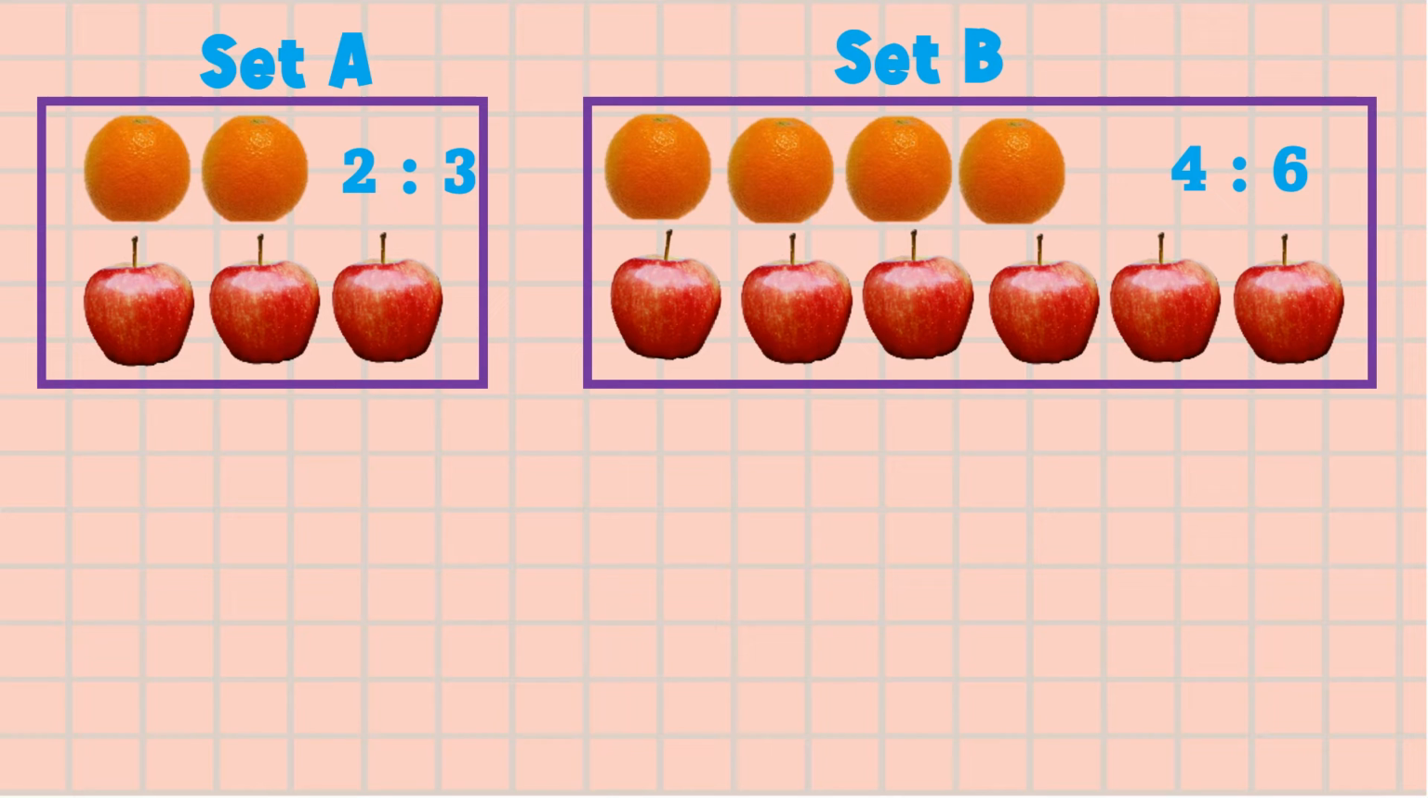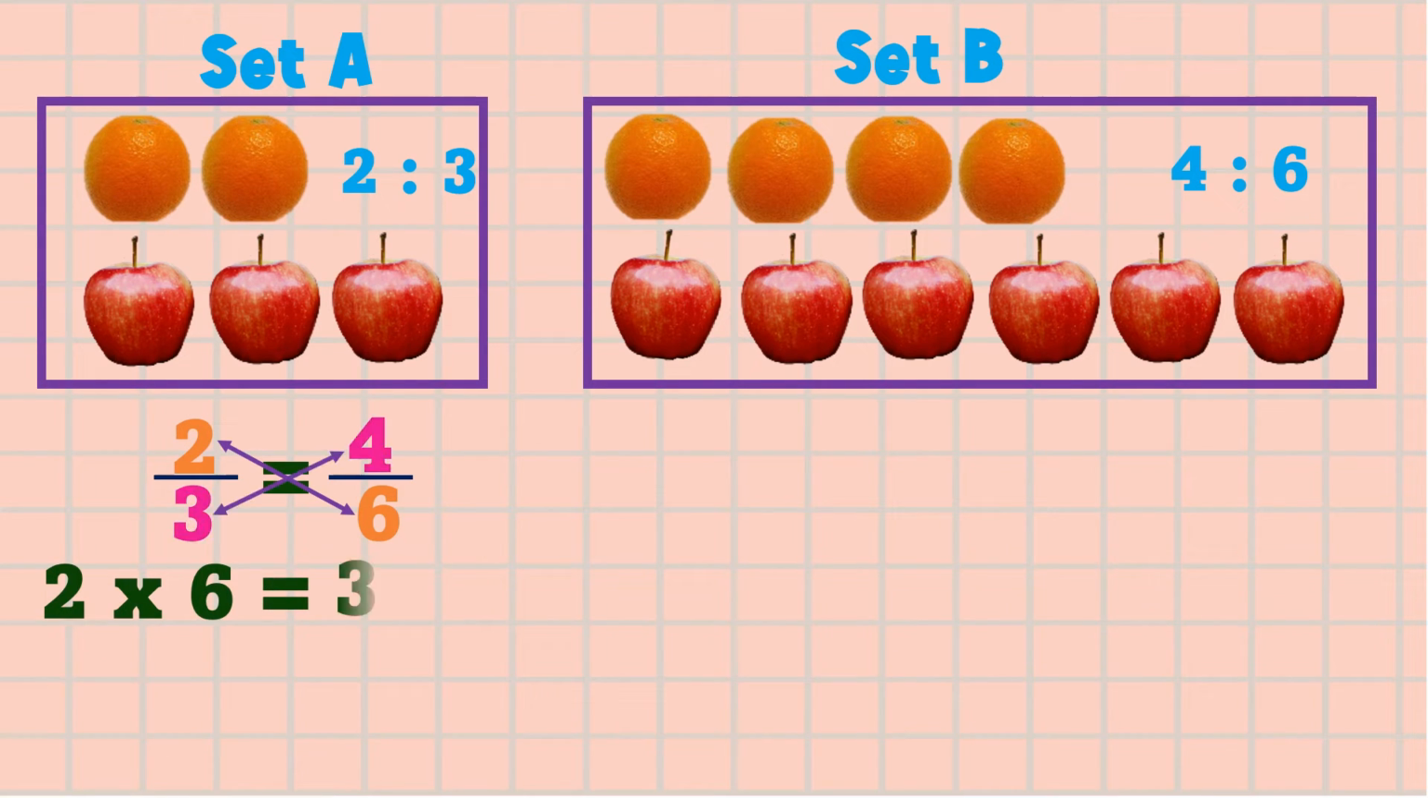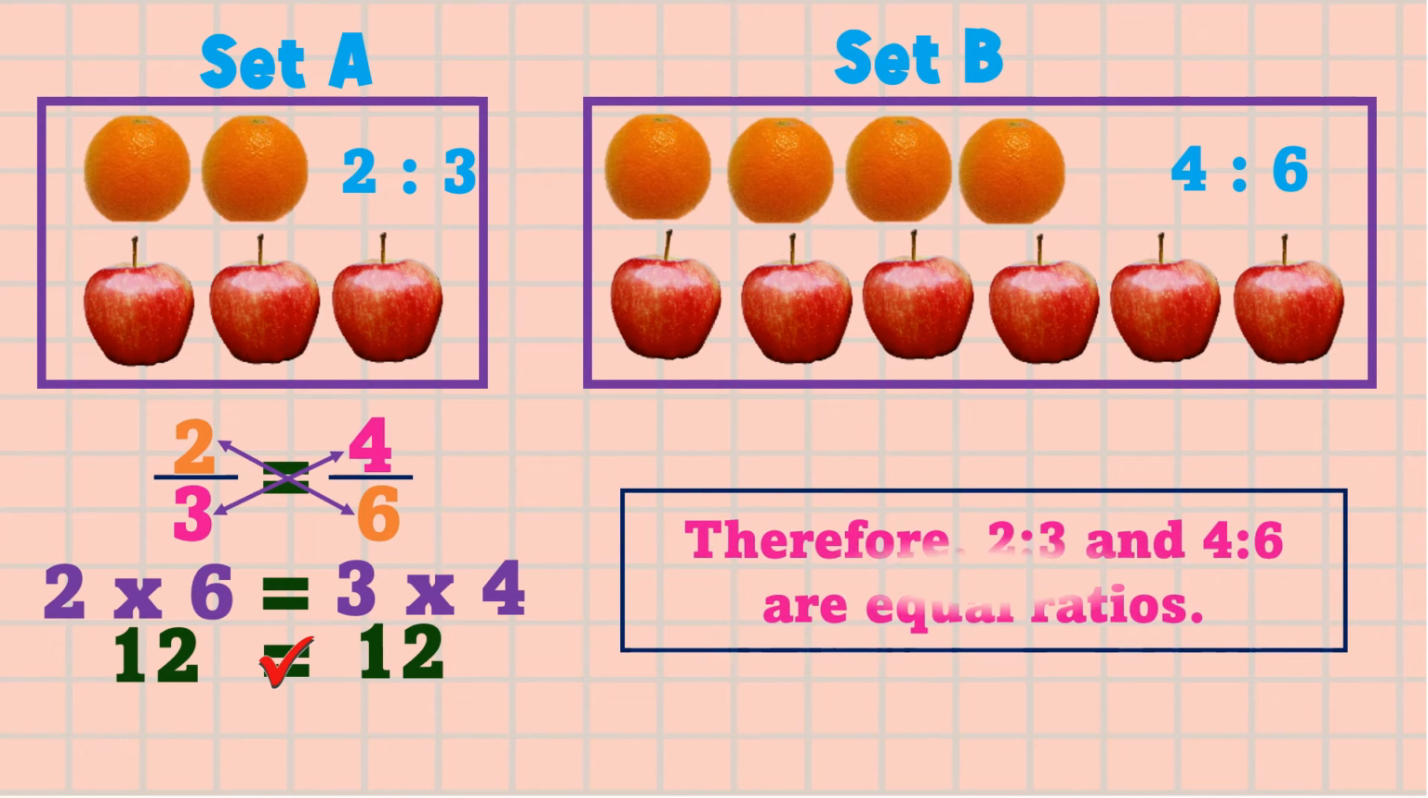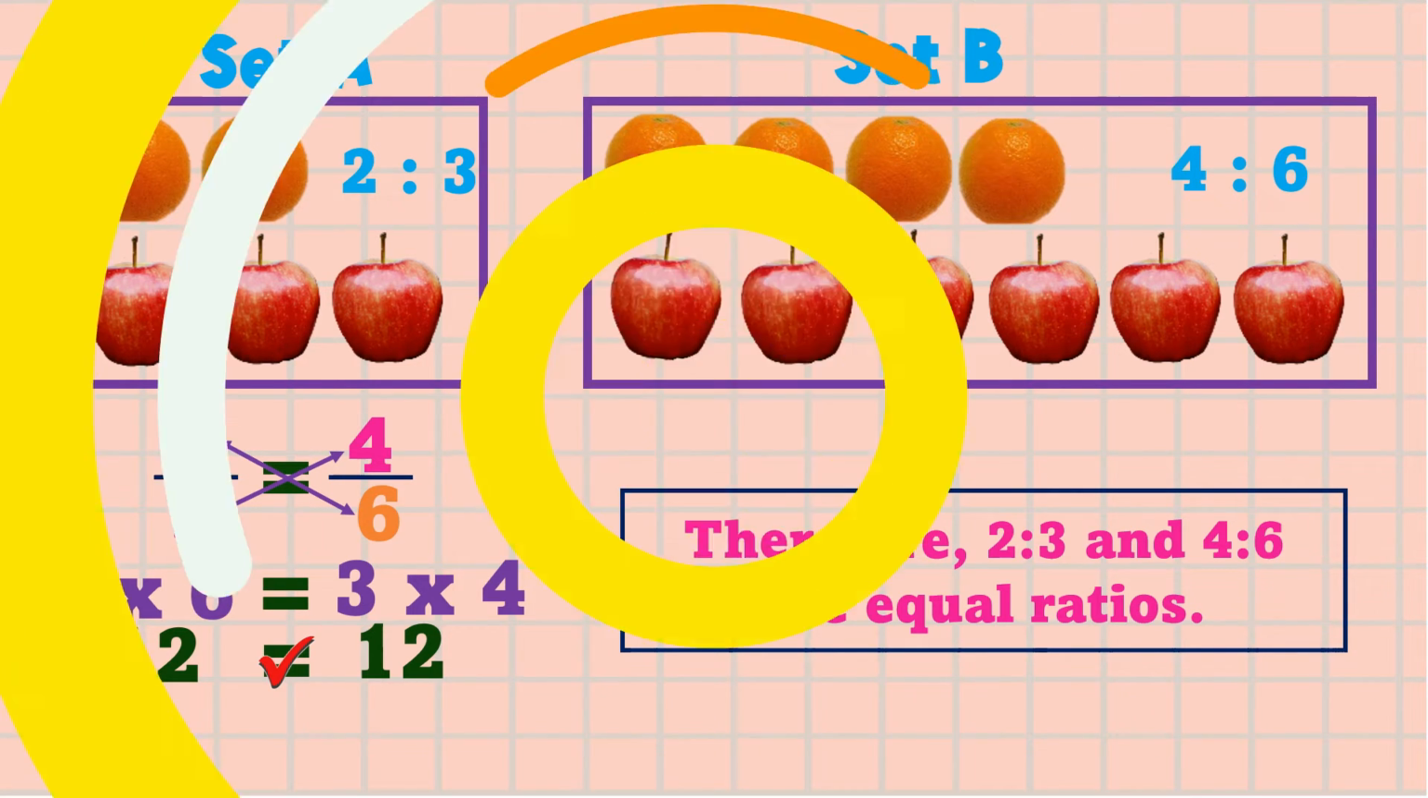To check equal ratios, we can use cross multiplication. So, let's multiply. 2 times 6 is equal to 3 times 4. So, let's find the product. 2 times 6 is equal to 12. 3 times 4 is equal to 12. Therefore, 2:3 and 4:6 are equal ratios.